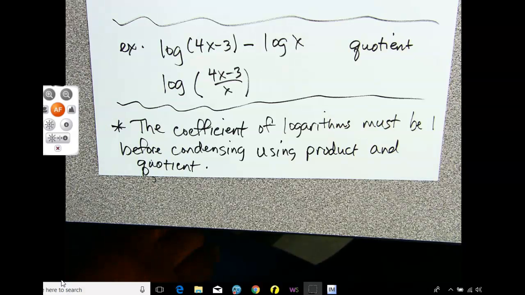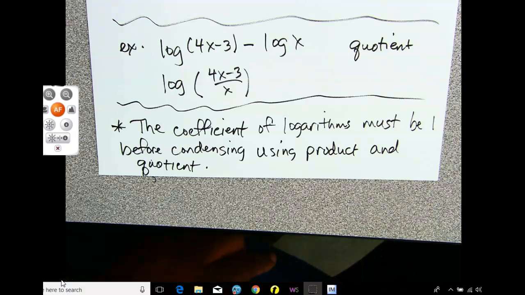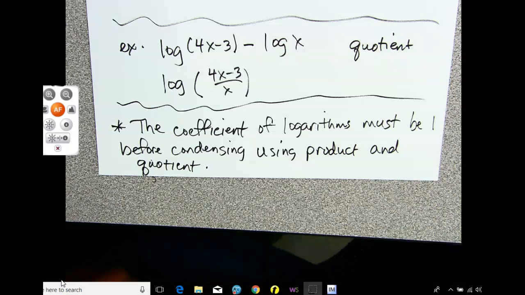So really what that means is that if you have a value or a constant in front of that log, you're going to need to use the power rule first. You need to move that number from in front of the log before we use product and quotient rules. So we have to condense that way.